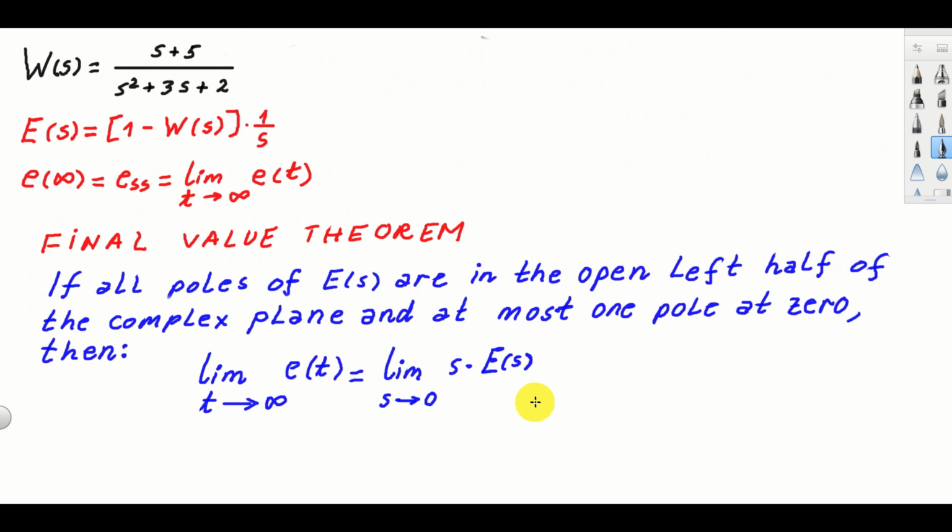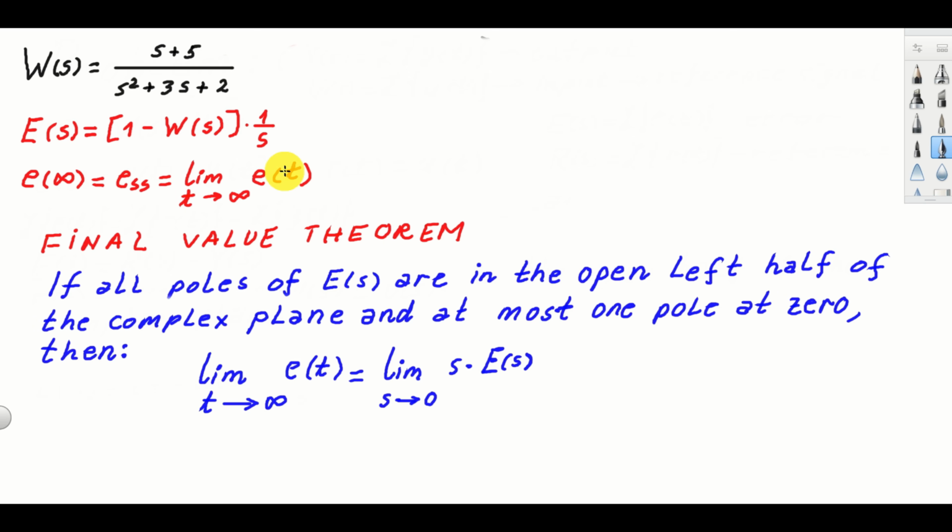So here's the main idea. We analyze capital E of s and we compute the poles. If all the poles are stable, we can apply the final value theorem. Also, if there is only a single pole at 0 and all other poles are stable, then we can also apply the final value theorem.